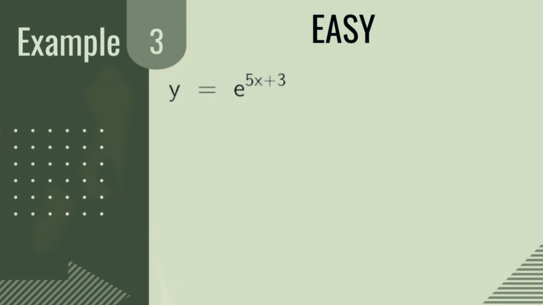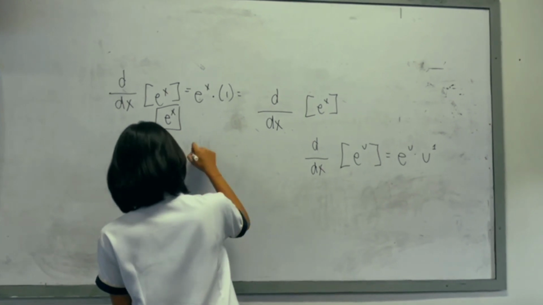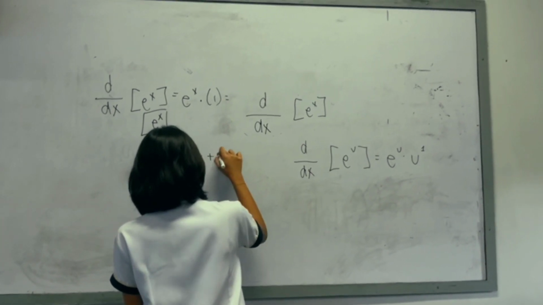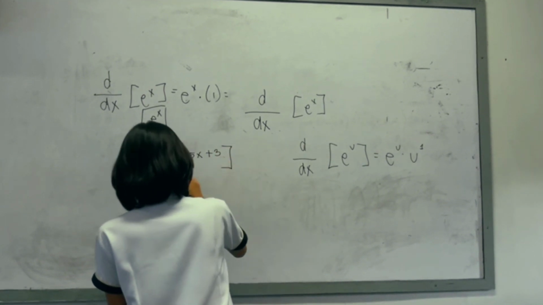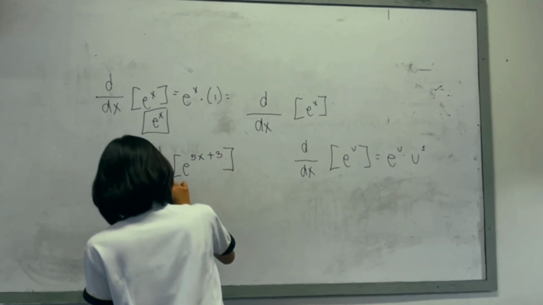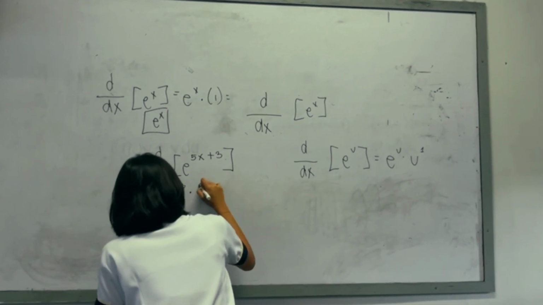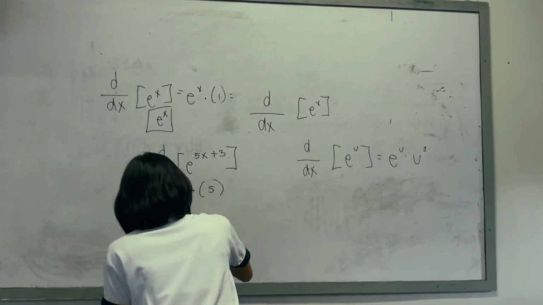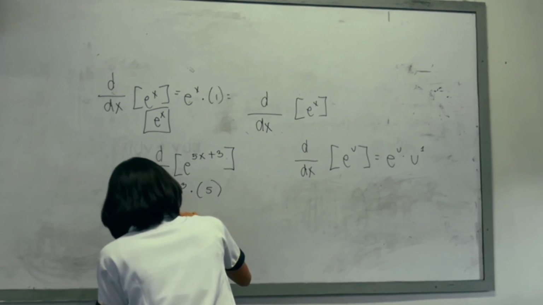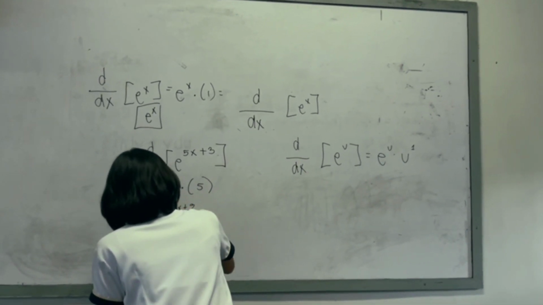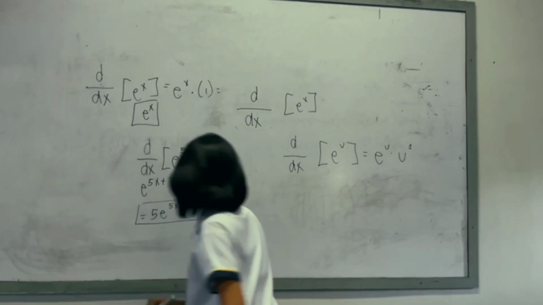Based on that example, go ahead and find the derivative of this expression, e to the 5x plus 3, and e to the x squared. Go ahead and try this example. First, we need to rewrite the expression that we have, e to the 5x plus 3, and then times the derivative of 5x plus 3, which is 5. So the answer is 5 times e raised to 5x plus 3.